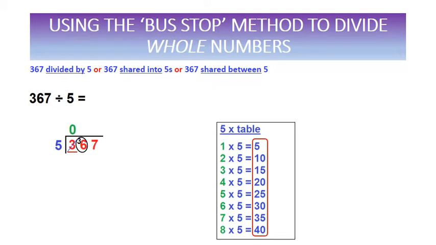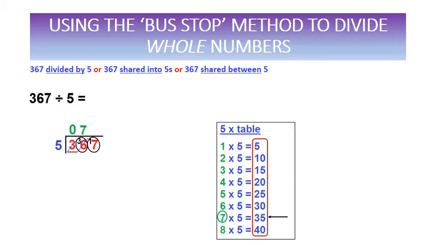We then read that as how many 5s make 36. Looking at the 5 times table, the closest we can get to without going over is 35, and that's 7 lots of 5. So we write 7 above 36 on the bus stop. 7 5s are 35. We needed to make 36. There was one left that we didn't make. So we cross that off and pass the remainder across there.